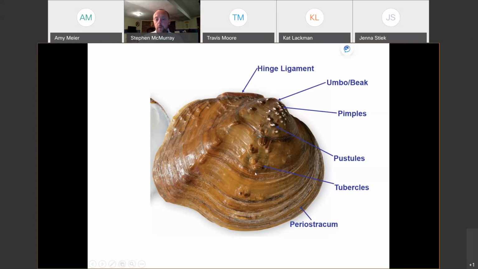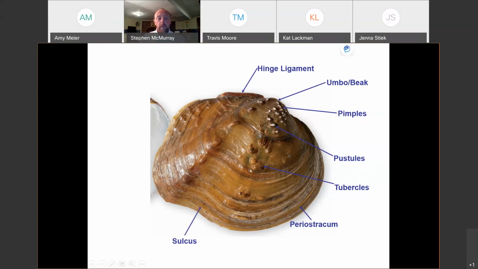The next one down are tubercles. They're even bigger. These can be round or teardrop shaped. This one is almost flat, as you can see here. And then another one that doesn't show up on this shell are knobs. Those are the biggest ones. Think about basically the size of the tip of your pinky finger on an adult shell. You can see some tubercles are popping up over here.